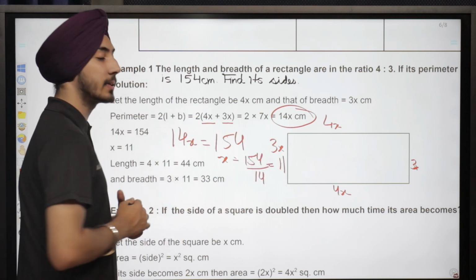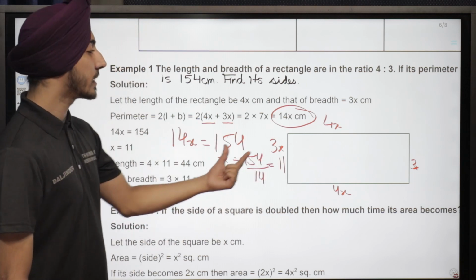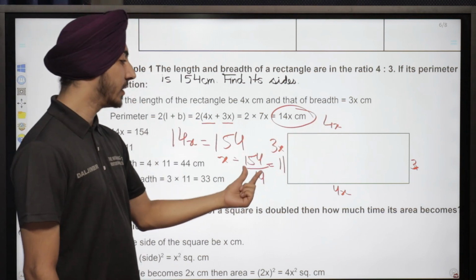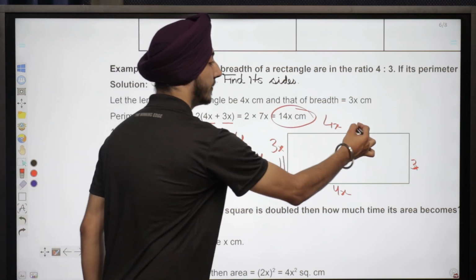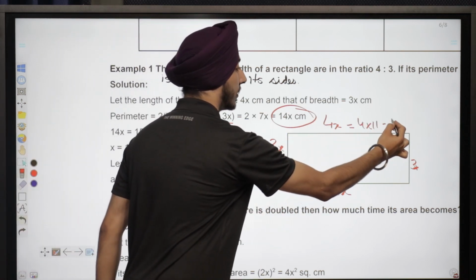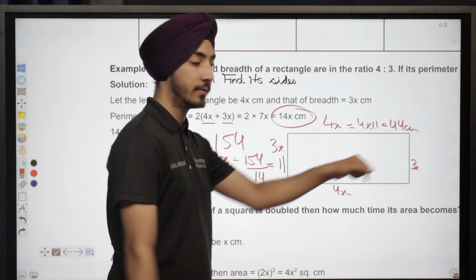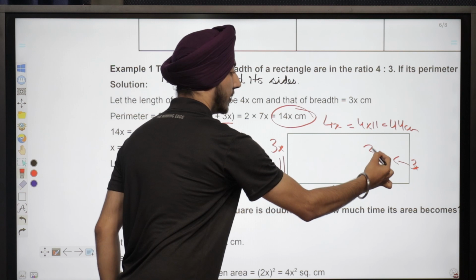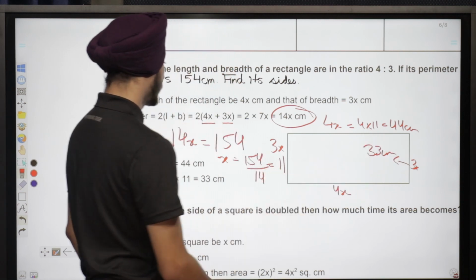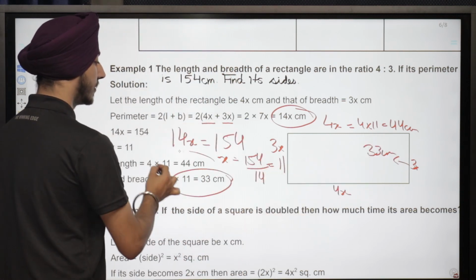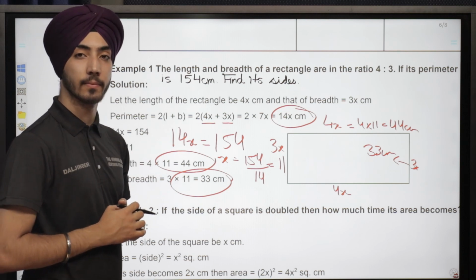So x की value कितनी आ गई हमारे पास 11 आ गई. So whatever our sides देखो 4x थी और 3x थी. तो 4x will become 4 into 11. That gives us 44 centimeter. And similarly 3x will be 3 into 11, which will be 33 centimeter. So these are the two sides of this figure. Simple.